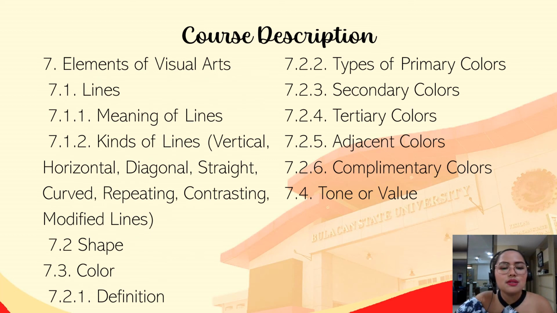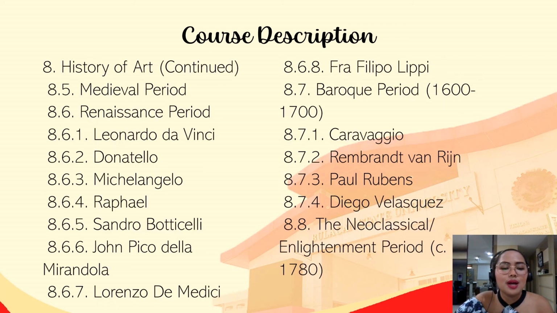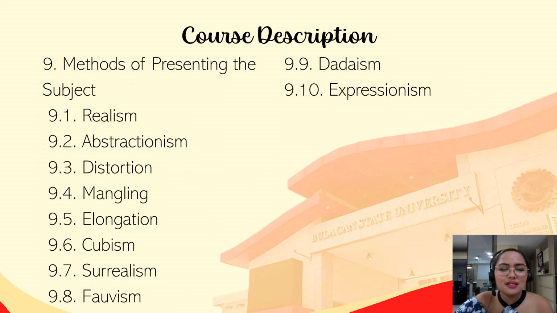Okay. Elements of visual arts will also be discussed. There are many, such as pattern and texture. The history of art will also be discussed. Aside from that, there is a lot of history. There is a lot in there.